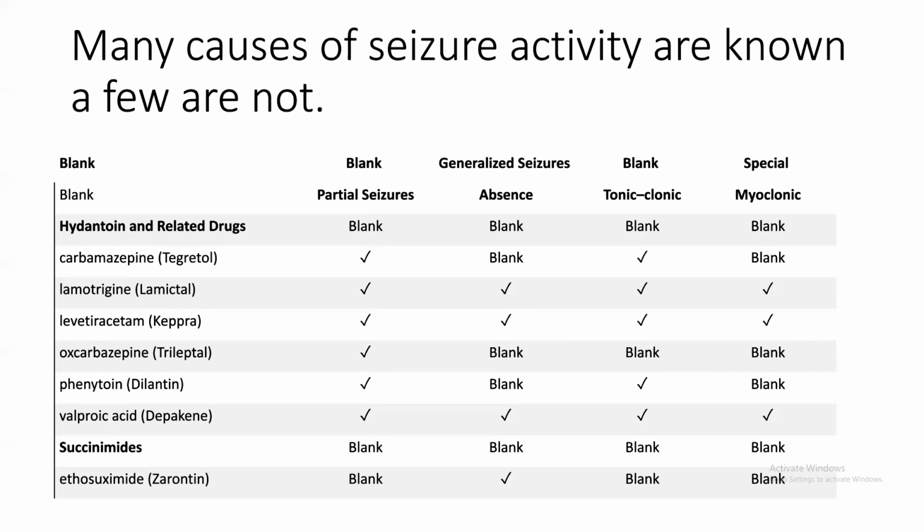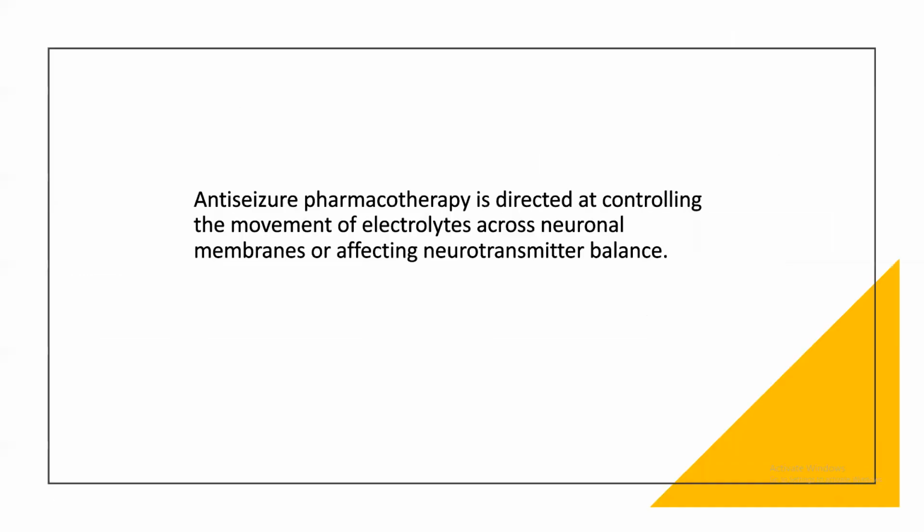Oxcarbazepine is only for the partial seizures. Phenytoin is only for the partial, tonic-clonic. Valproic acid is for all. Then comes another class, the succinimides. Ethosuximide is only good for the absence seizure. So these two charts explain which drugs are good for which kinds of seizures.